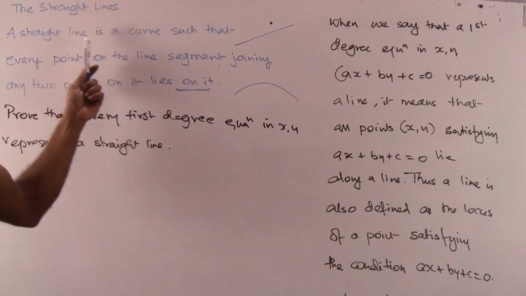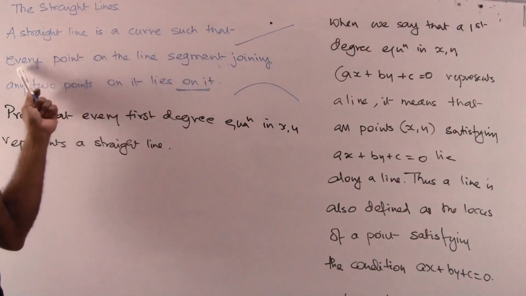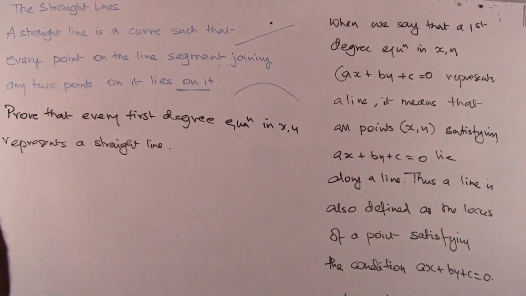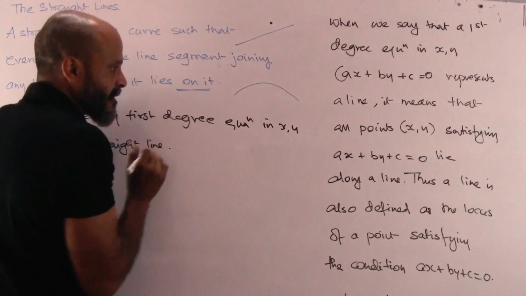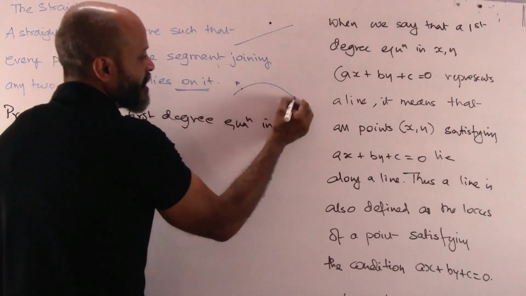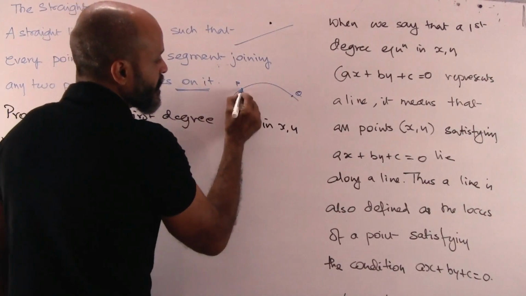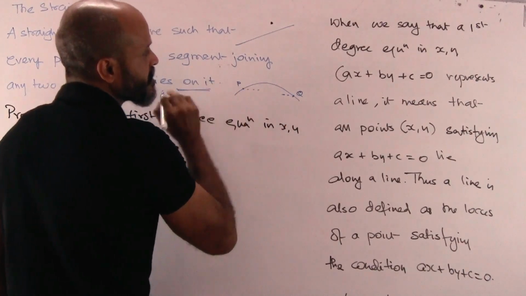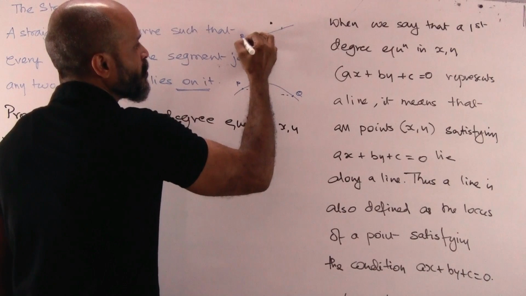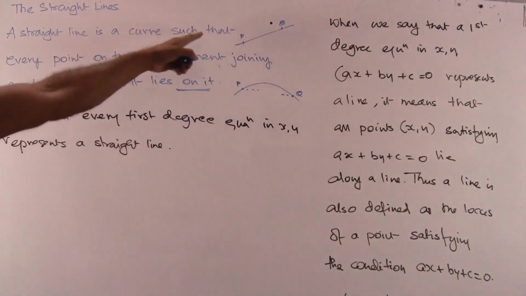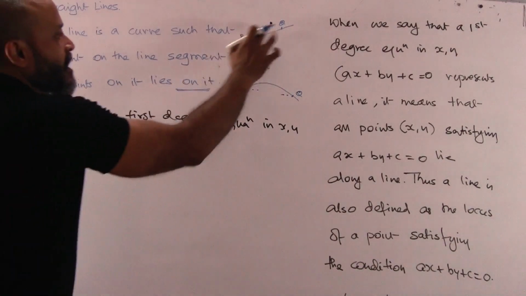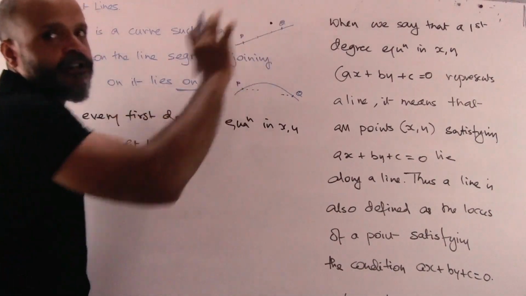So what are we saying here? A straight line is a curve such that every point on the line segment joining any 2 points lies on it. Which means, if I plot a curve like this, and I have a point P and a point Q, they are not lying on the curve; this is a different point and this is a different point. But if P and Q are on a straight line, every point on the line segment joining any 2 points lies on it. So all these points lie on it.